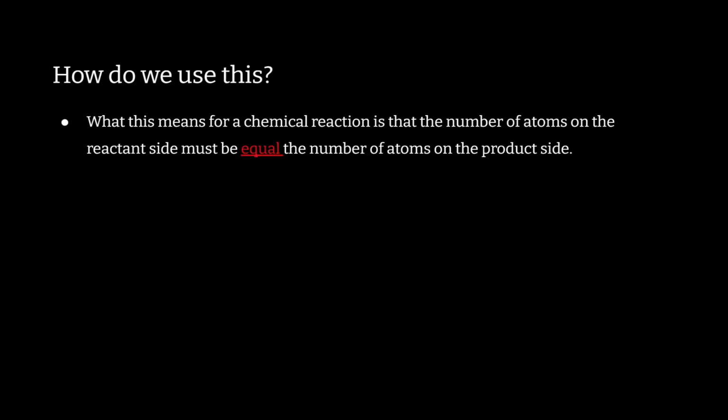Now, how do we use this? What this means for a chemical reaction is that the number of atoms on the reactant side must equal the number of atoms on the product side. And so, what this is going to lead us to is the idea of balancing a chemical equation.